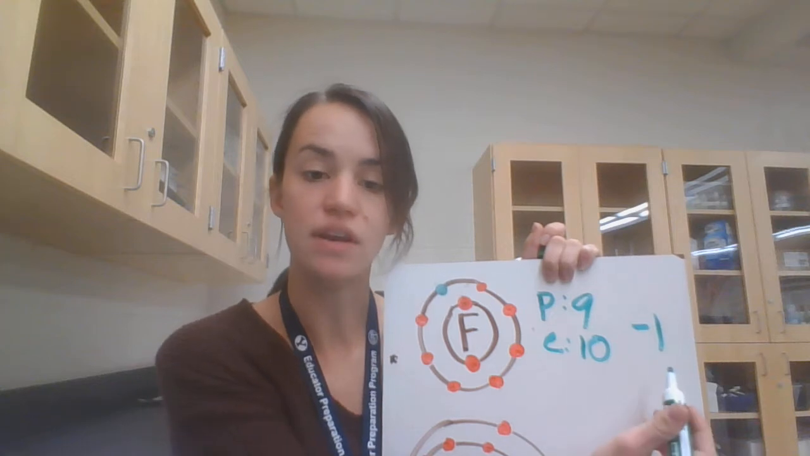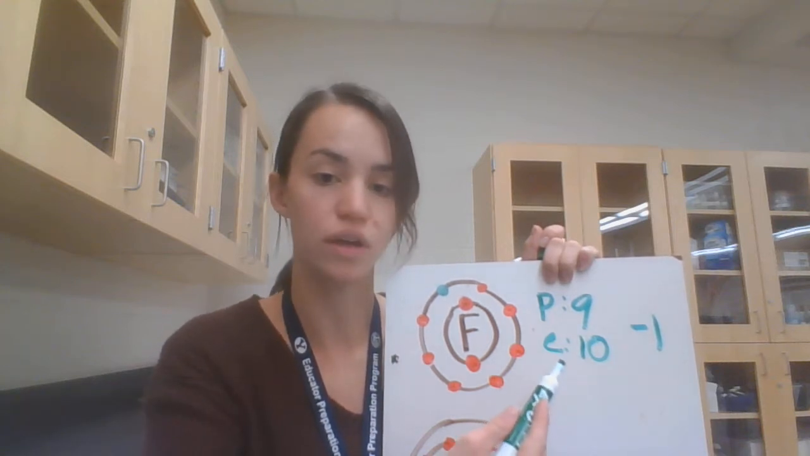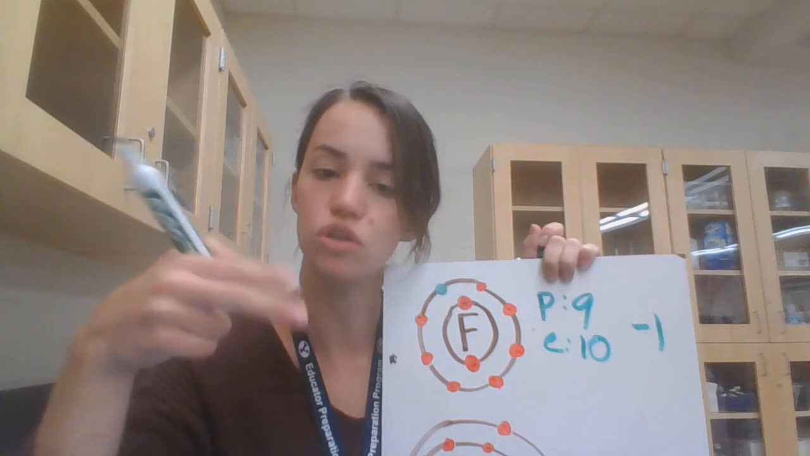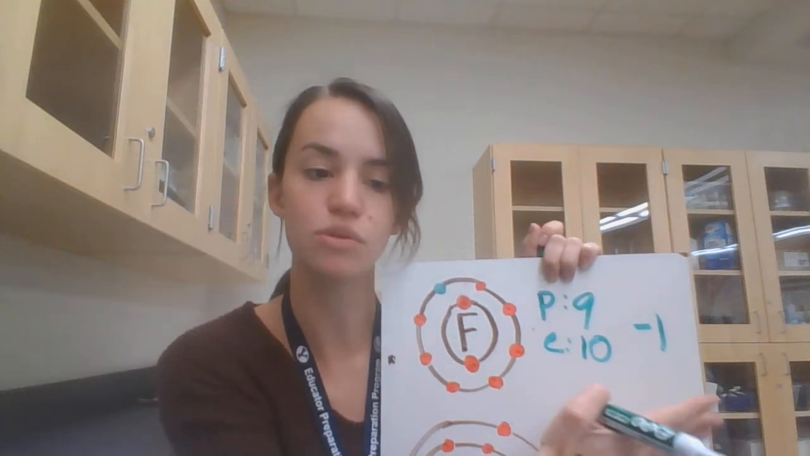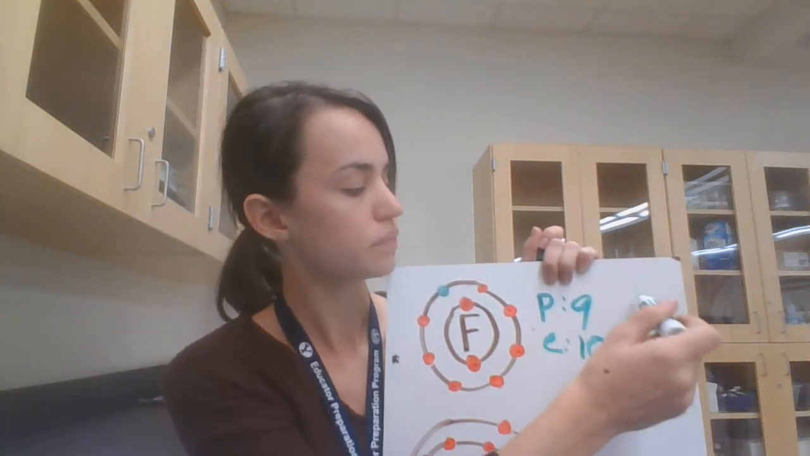Hopefully you're able to say this is going to have a negative charge. And this one is just going to have a -1 charge because we just have one extra electron. If we had 2 extra electrons, it would be a -2. If we had 3, it'd be -3, things like that. But this one's just going to be -1, all right?